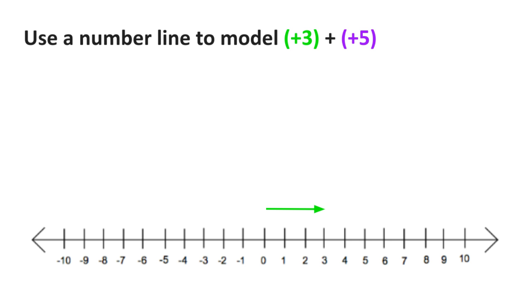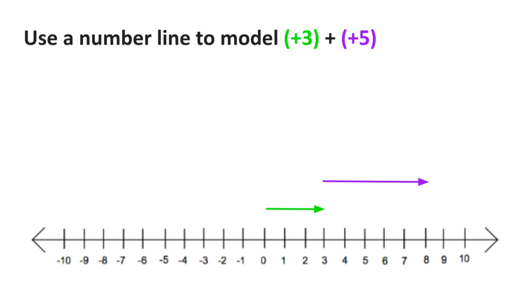The length of the arrow goes with the number part of my integer, and the direction tells us the sign. It's positive 3 because it's 3 units long, moving in a positive direction. I'm going to add on to this a positive 5.